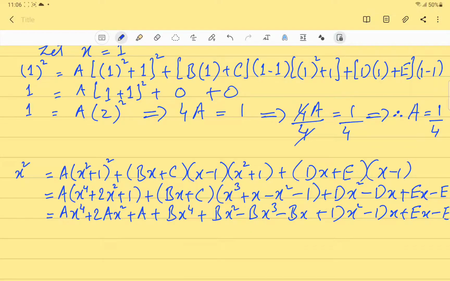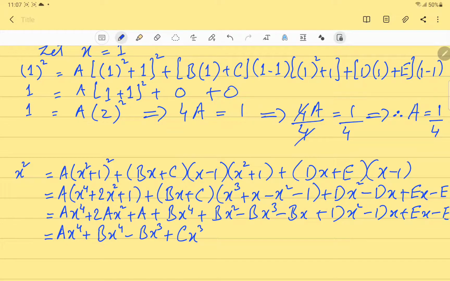Now we will combine the terms with the same degree of x, so that we will be doing ax to the 4 plus bx to the 4, then we have minus bx cubed plus cx cubed.